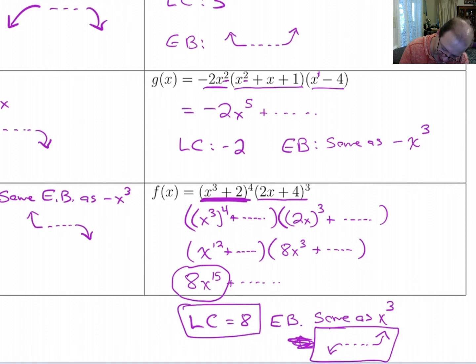Let's see, same as -x cubed, so that's going to be up on this side, down over there.